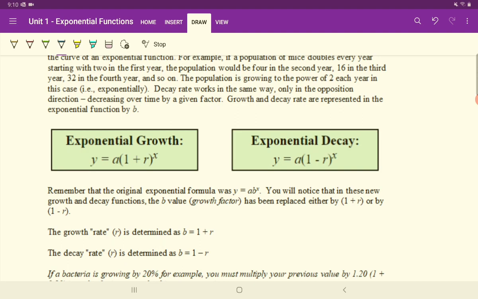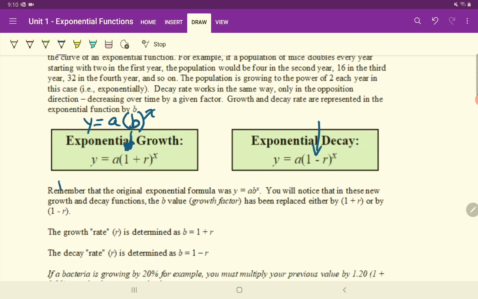So here is the function for exponential growth. And remember that this is something that we just did, y equals a times b to the x. But now for exponential growth, we see that there's no longer a b value, and instead there's this bracket that says 1 plus r, okay? And then decay instead of b says 1 minus r. So we have to look at why that is, and it's not a hard concept to understand as to why b becomes 1 plus r, or 1 plus the rate.